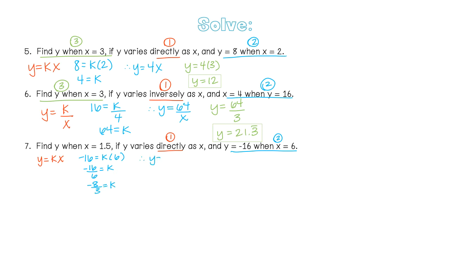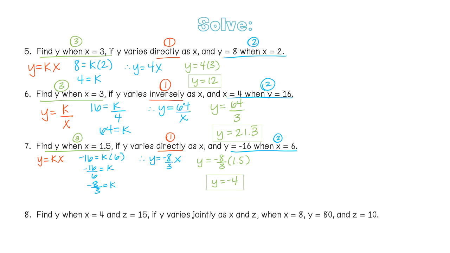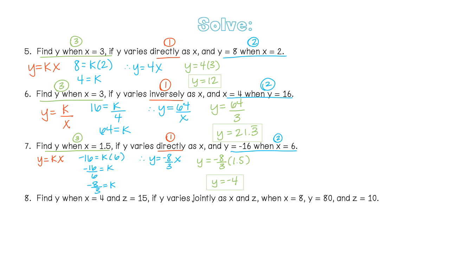I'm going to rewrite that equation now with my constant of variation plugged in. -8/3 times x. Finally, I can answer the question. What is y if x is 1.5? Well, 1.5 times -8/3 is -4. Why don't you try this one on your own? I'm going to put it up, pause this video, and then you can hit play when you want to watch me work it out.